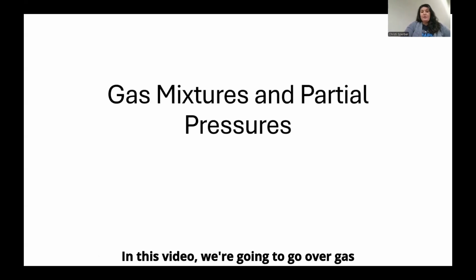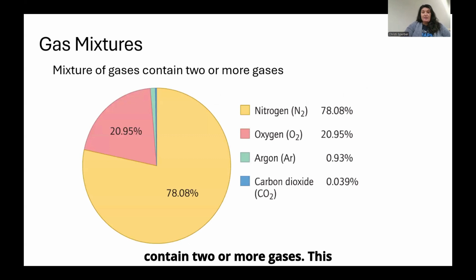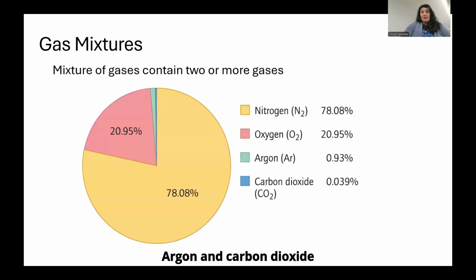In this video, we're going to go over gas mixtures and partial pressures. A gas mixture is a mixture that contains two or more gases. This is the composition of air. We have nitrogen, which makes up about 78% of air. Oxygen makes up about 21% of air. Argon and carbon dioxide make up a small part of air. There's also some water vapor in air.